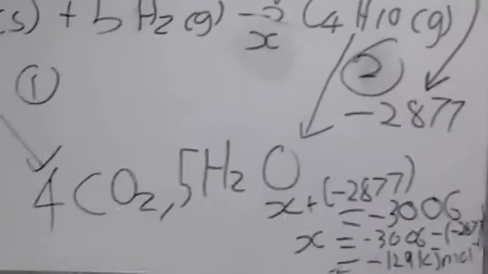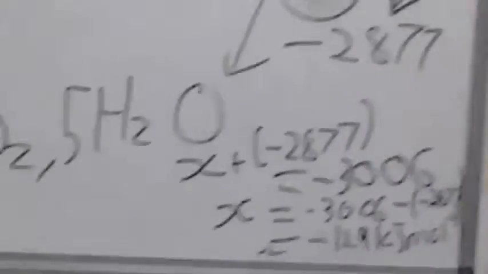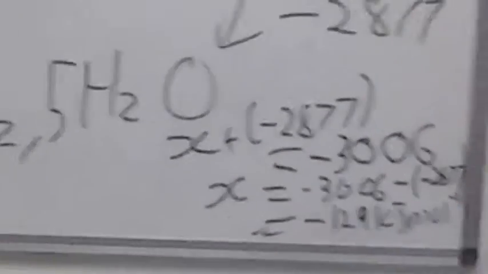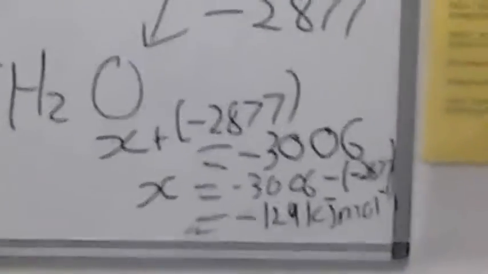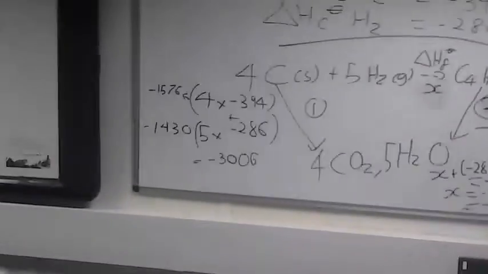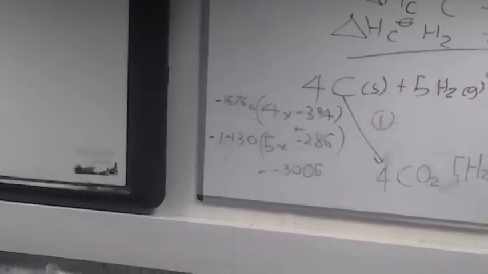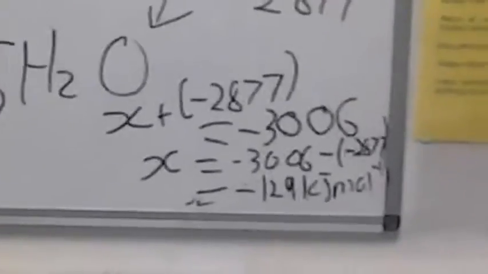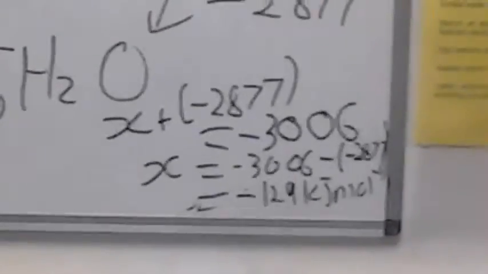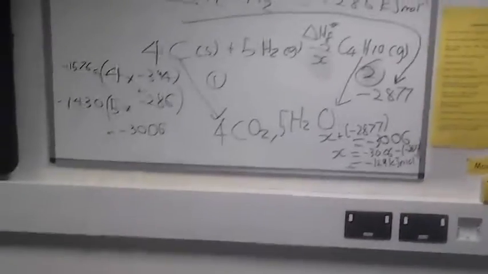So I've got X plus my value for the enthalpy of combustion of butane, which is minus 2877, is equal to route 1. That route 1 I got from over here, minus 3006. So therefore X is equal to minus 3006 plus 2877, so X is equal to minus 129 kilojoules per mole. And we can do this for any Hess cycle.